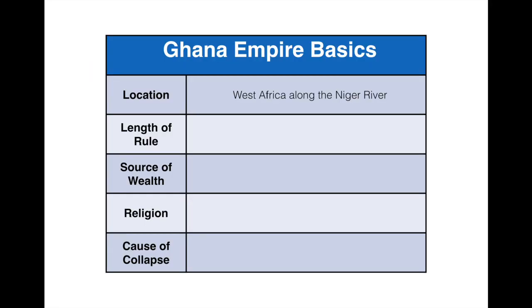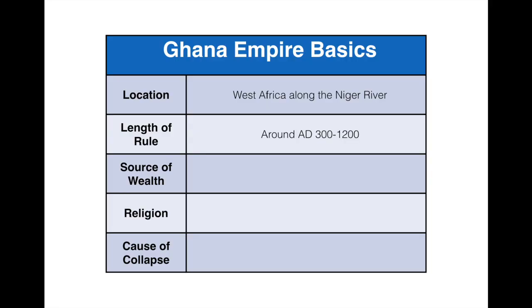Those are the basics of the Ghana Empire. We need to know its location, how long it was around, how it was wealthy, what its religion was like, and why it fell apart. Number one, its location. It was in West Africa along the Niger River. Remember, that's the big river with a big arc, kind of like a semicircle, and the northern part of it touched the Sahel, the border between the savannah in the south and the desert in the north.